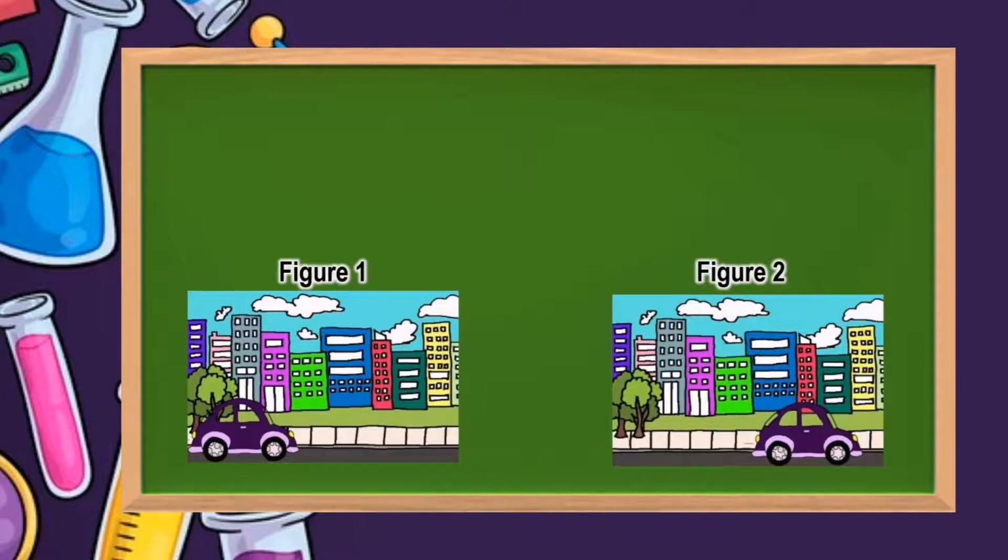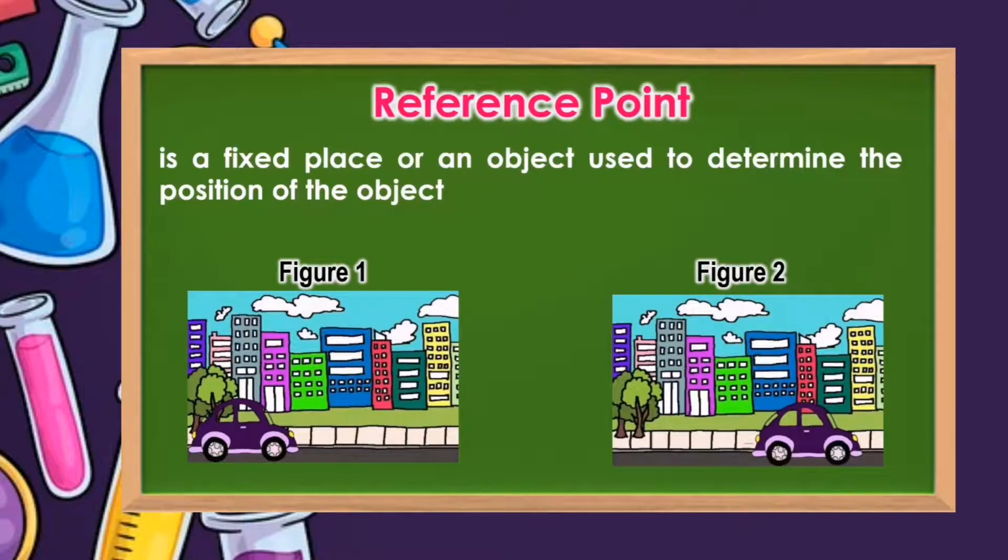Position is the location of an object. It is an object's distance and direction from a reference point. A reference point, also called frame of reference, is a fixed place or an object used to determine the position of the object. The car in the first activity has changed position when it was a meter away from the trees. This process of changing an object's position is called motion.